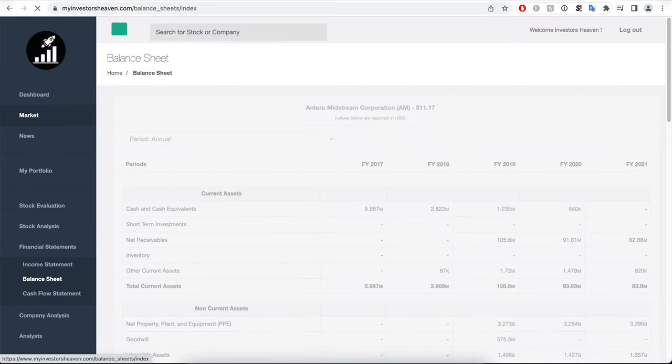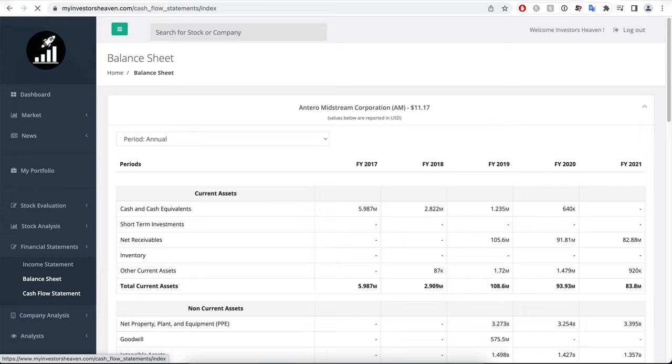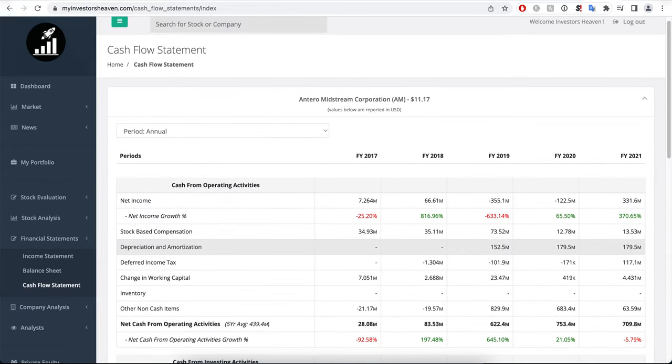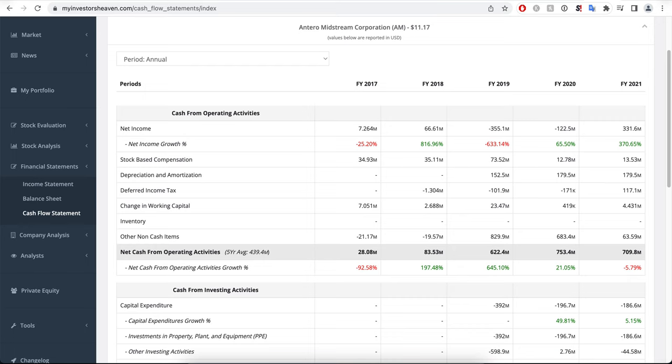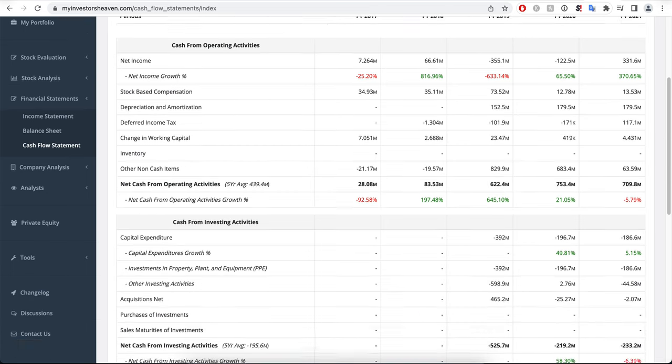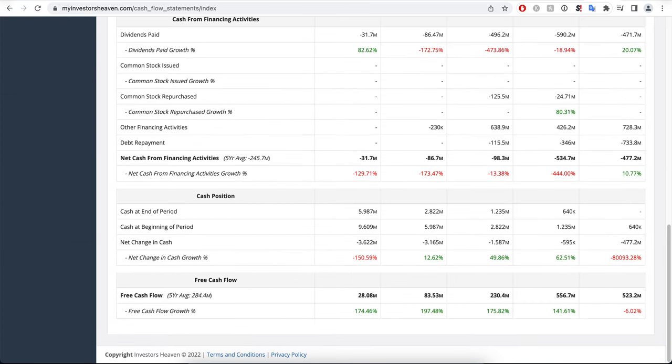Now, in terms of the cash flow statement, whoops, I clicked the wrong one. In terms of the cash flow statement, you will see that after the adjustments, we're getting about 700 million, and the same thing was happening in the previous years. So eventually, when we get down to the free cash flow, you're looking at 28, 83, 235, 56, 523 for the past year, pretty much. That has happened in the past couple of years or so.